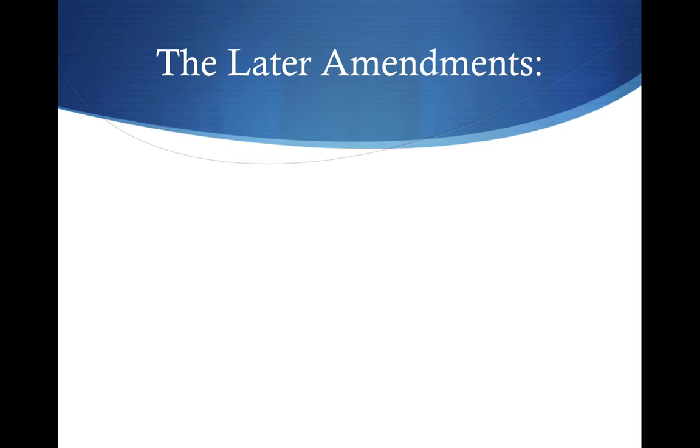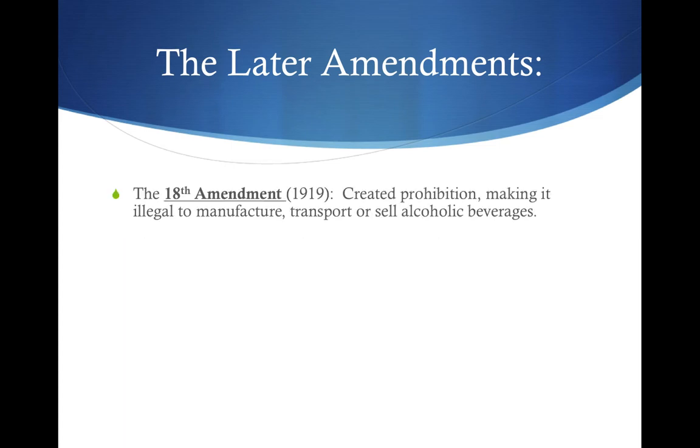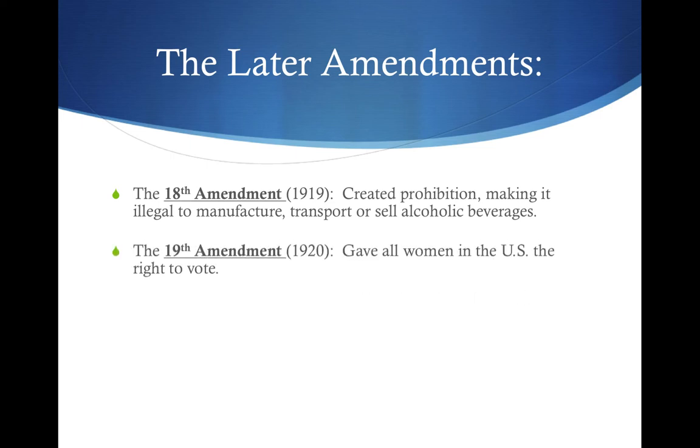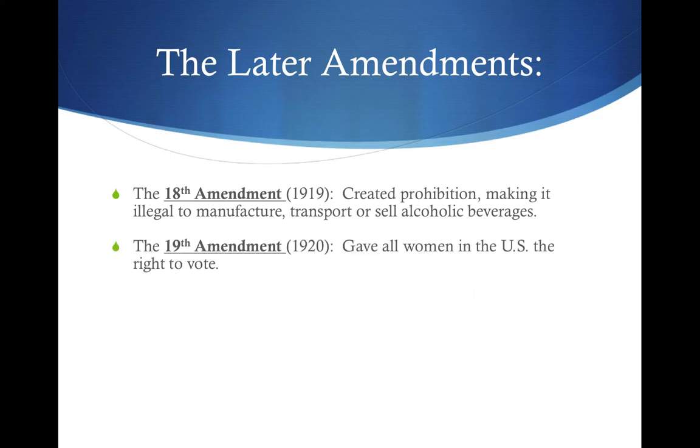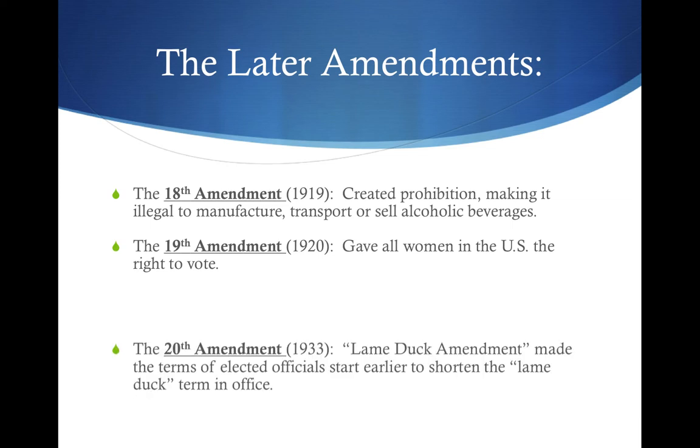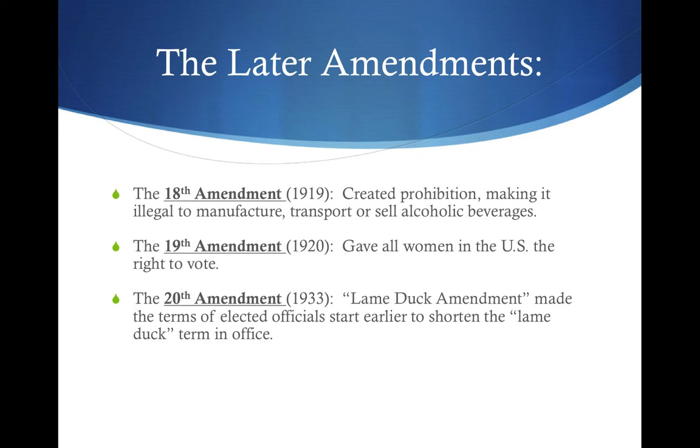Later amendments. The 18th Amendment, 1919, created prohibition, making it illegal to manufacture, transport, or sell alcoholic beverages. The 19th Amendment in 1920 gave all women in the United States the right to vote. The 20th Amendment, passed in 1933, the Lame Duck Amendment, made the terms of elected officials start earlier to shorten the lame duck period in office. And the 21st Amendment, passed in 1933, repealed prohibition.